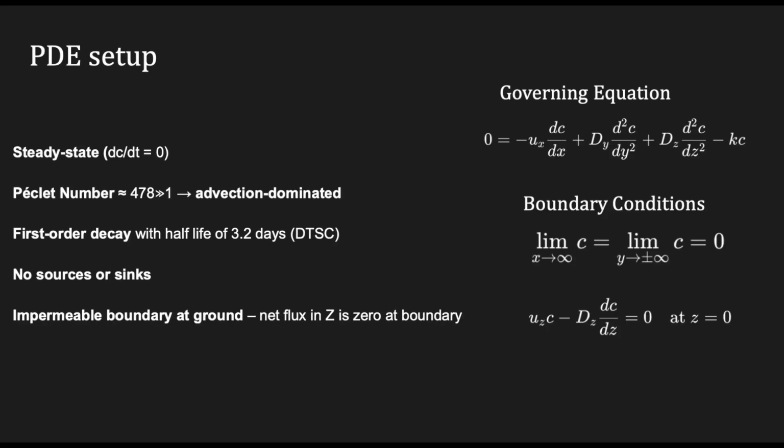Here we have our PDE governing equation and boundary conditions. Our PDE is at steady state, since the change in concentration with respect to time is 0. Our Peclet number tells us that it's advection dominated. There is a first order decay of vinyl chloride with a half-life of 3.2 days. We have no sources or sinks, and there is an impermeable boundary at the ground, meaning the net flux in Z is 0 at the boundary. Similarly, the concentration as it goes in the X and Y direction approaches 0.